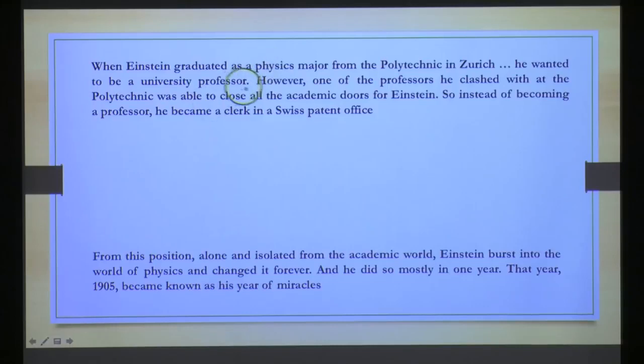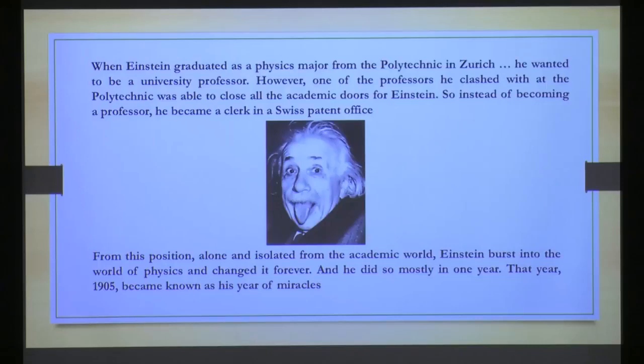From this position alone, and isolated from the academic world, Einstein burst into the world of physics and changed it forever. And he did so mostly in 1 year, in 1905, known as his year of miracles. Einstein wrote 4 articles in 1905. We sit here 10 years to write 1 article. He wrote 4 articles in 1905, and each one of these articles changed the face of physics. And he did it on his own, not with colleagues, not with a laboratory, nothing. Sitting there in the patent office, signing for this and thinking about things. And I'm sure that this is when he told his professor this. Okay, and thanked him for that.